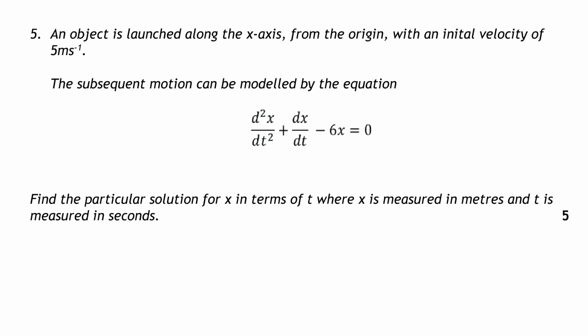An object is launched along the x-axis from the origin with an initial velocity of 5 meters per second. The subsequent motion can be modelled by the equation d2x by dt squared plus dx by dt minus 6x equals 0. Find the particular solution for x in terms of t, where x is measured in meters and t is measured in seconds. This is a second order homogeneous differential equation.